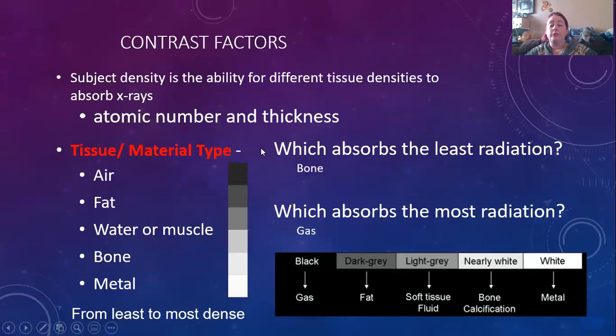Keeping in mind the tissue material density, from least dense will be air, then fat, water, muscle, bone, and metal will be the most dense. So what absorbs the least radiation would be gas, like air. What absorbs the most radiation, this would be bone.